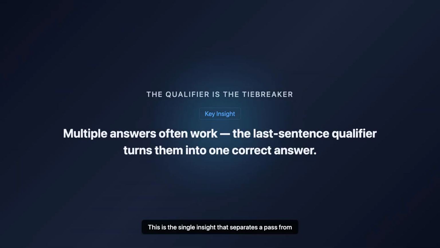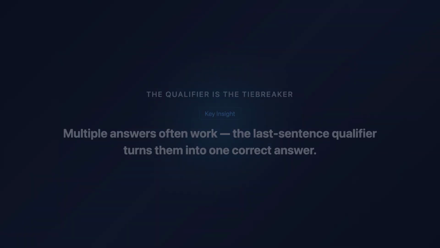This is the single insight that separates a pass from a near miss. On a lot of questions, 2 answers genuinely work. Both are valid. The qualifier is what turns 2 valid answers into 1 correct answer. If the scenario says most cost-effective, the pricier robust option loses even though it works. If it says lowest latency, the cheaper option loses. Same options, different qualifier, different winner. Train yourself to hunt for that word every single time.